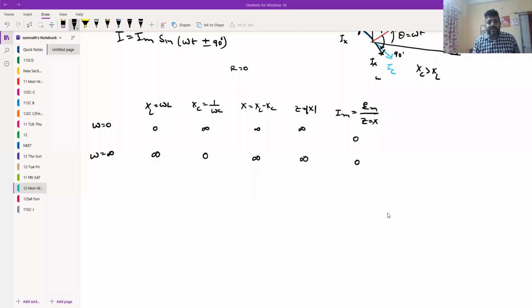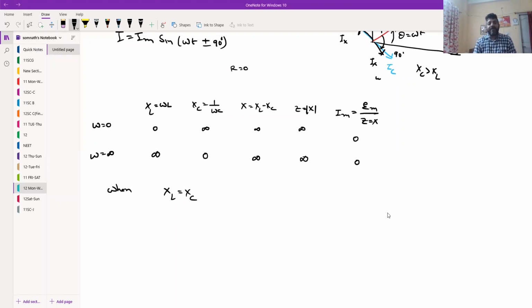So initially when my omega is 0, XL is 0, XC is infinity, and as omega is increasing, XL increases, XC decreases, at one time they are equal, and then the reverse thing happens. I just want to show you that there is a chance that sometimes both are equal. So when XL is equal to XC, a time will come when they are equal.